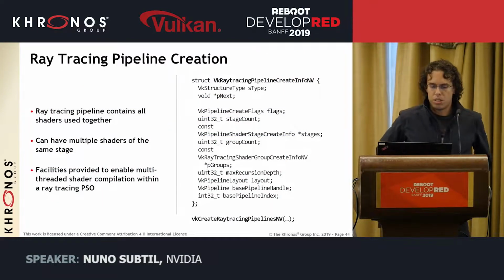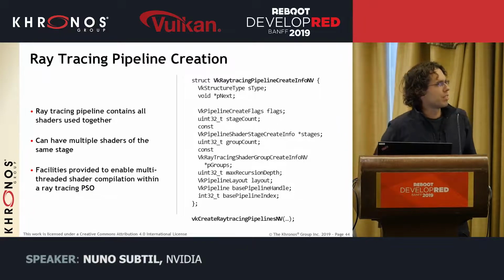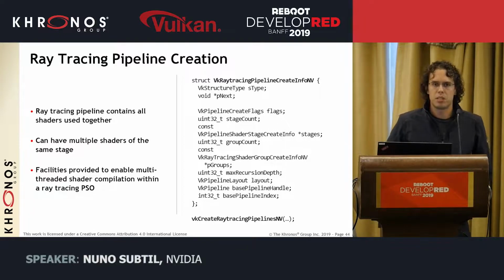Right, so onto the pipeline itself. The ray tracing pipeline is actually relatively simple compared to the raster pipeline. It basically is just a collection of shaders. It's all of the shaders that you need to get into your scene in order to trace against it. You can have multiple shaders in the same stage. That's unlike raster PSOs. It's really literally just a collection of shaders.